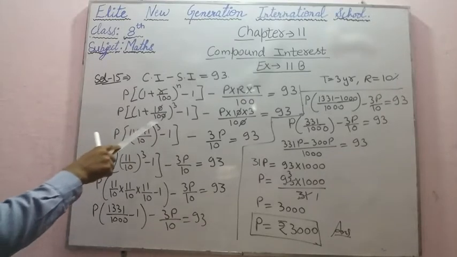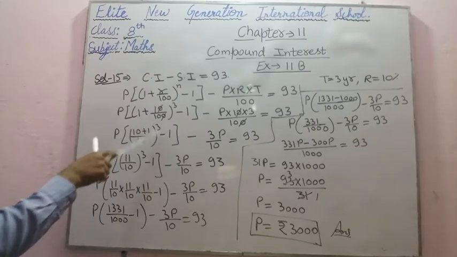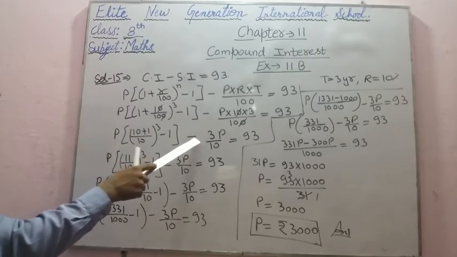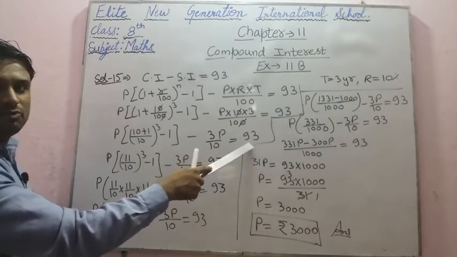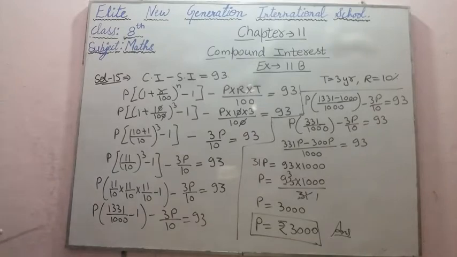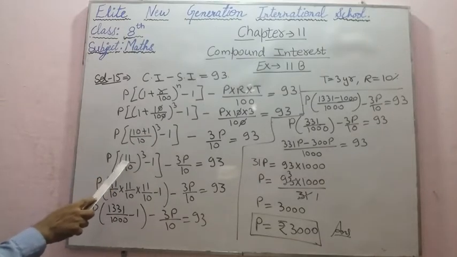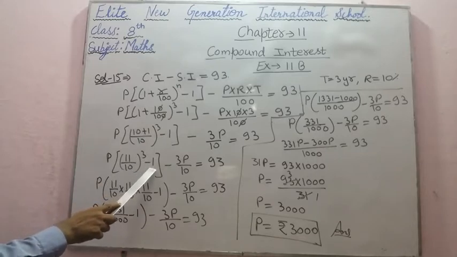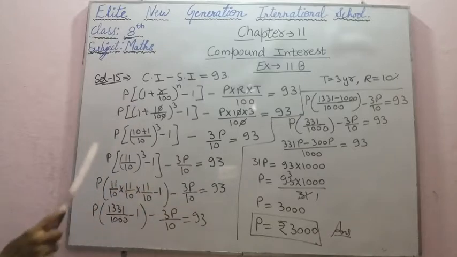Now P will be, taking LCM, 10 into 1 will be 10, (10 plus 1) upon 10, whole power 3 minus 1. Now minus P into 3 will be 3P upon 10, equal to 93. Now solving it again, 10 plus 1 will be 11, so 11 upon 10 whole power 3 minus 1, minus 3P upon 10, equal to 93.